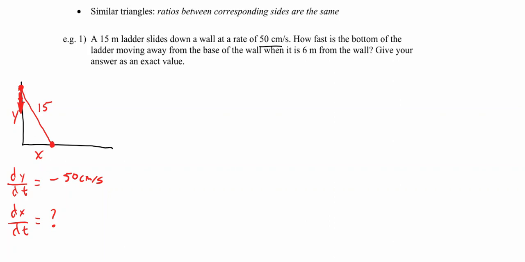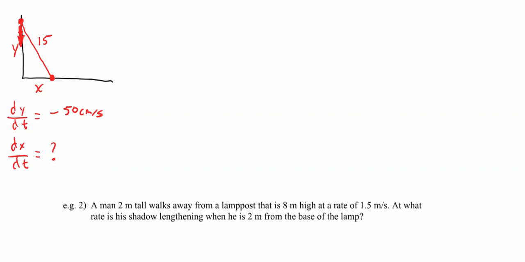Okay, so we want to look at this thing now when x is equal to 6 meters. We want to make a triangle for when it's actually at 6 meters. So here, let's write that down. x is equal to 6 meters, or 600 centimeters, let's say.